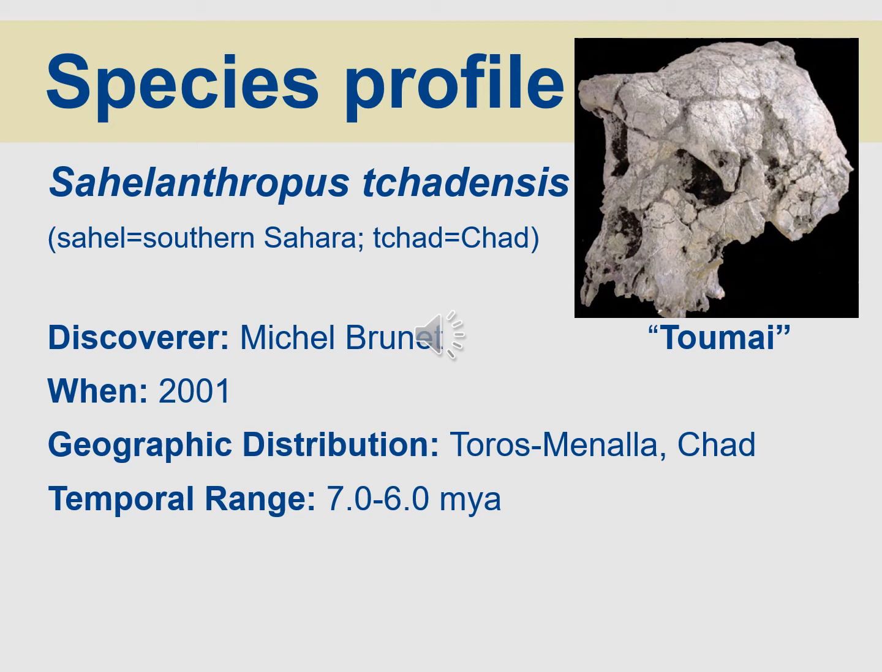And then oftentimes ensis is added on the species designation after the genus, and so this was found in Chad, so they named it tchadensis. It was found by Michel Brunet of the College of Paris in 2001 after doing a decade or more of surveys of this area of Central or West Africa, and they found it in an area called Toros-Menalla in Chad, and it dates to about 6 to 7 million years.